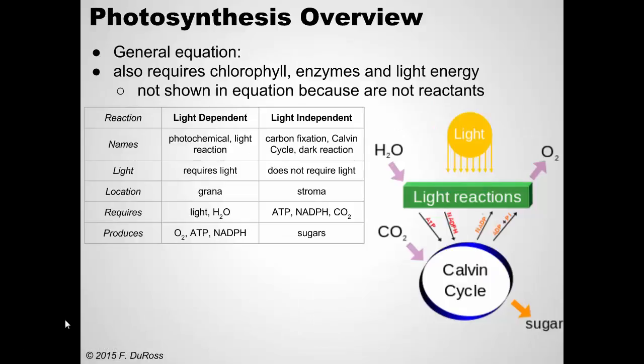So to get an overview of photosynthesis, let's talk about the two steps. As we know, the general equation for the process of photosynthesis is carbon dioxide plus water, which produces glucose and oxygen.